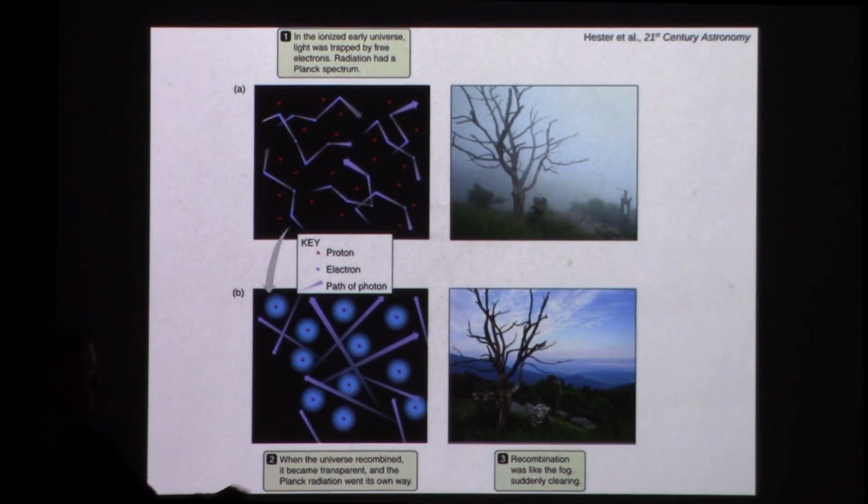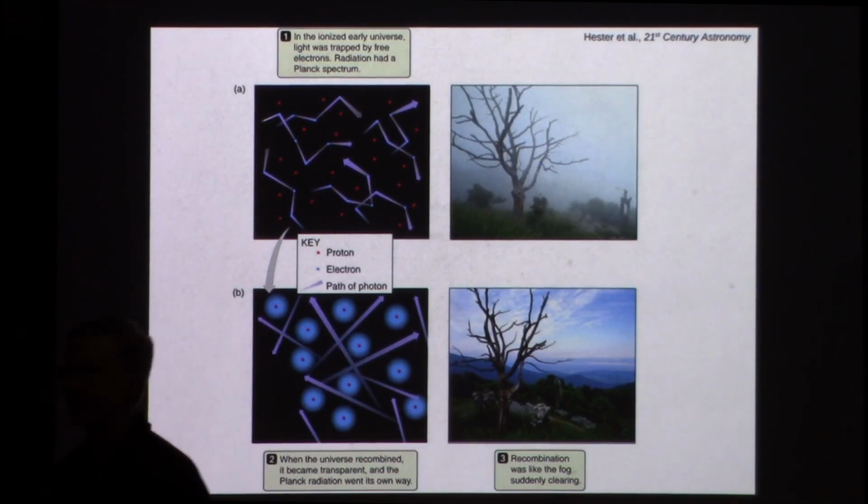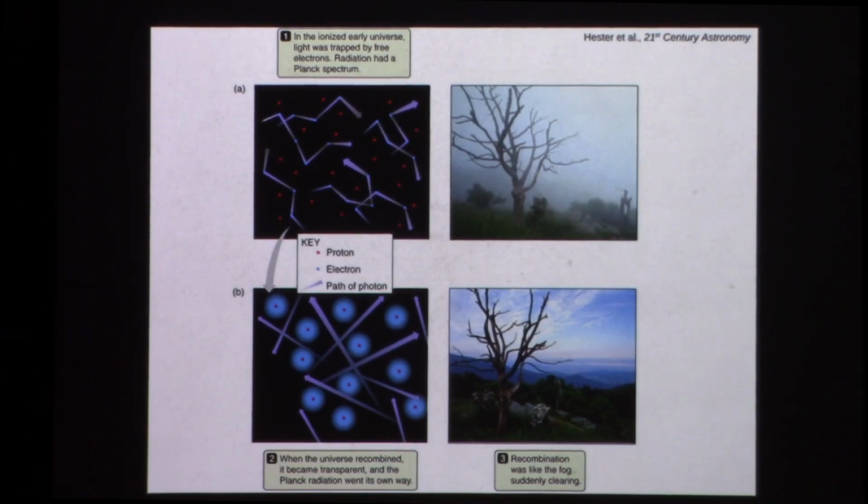When the universe recombined, it became transparent, because when atoms are formed, atoms are a lot pickier in terms of scattering radiation. Atoms are like, I really would like you to have one of my spectral line wavelengths before I'm willing to interact with you. They still will, but the general opacity at most wavelengths is much lower when you've got atoms around. So when the universe recombined, it became transparent, and the Planck radiation went its own way. The photons had been scattering around, and then the universe recombines, and all of a sudden they're like, I'm free! And so most of the photons have just been free streaming through the universe ever since then.